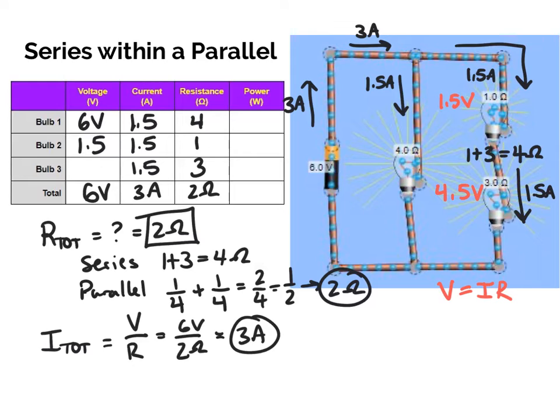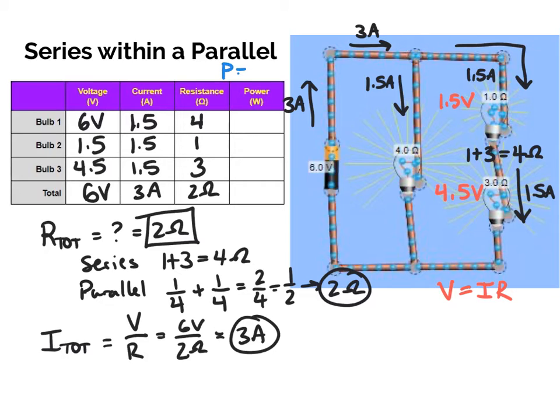Now what's interesting about those two numbers, 1.5 and 4.5, is that if you add these two values together, notice that it gives you 6 volts. It gives you 6 volts because, again, these two bulbs are in parallel with this one that has 6 volts, and they're in parallel with the battery that has a voltage of 6 volts. Okay, now that I know voltage, current, and resistance, the last thing I'm going to do is calculate power.